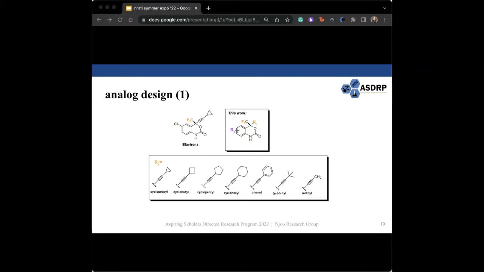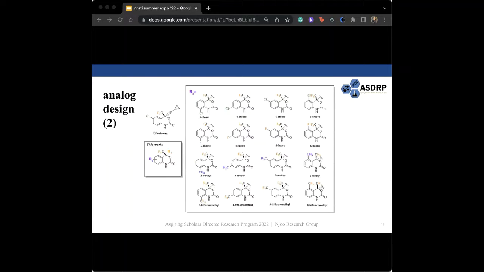And here's our analog design. So what we did is, this is the R1 substituent, and we changed the chlorine on the original efavirenz with... this is the R2 substituent, and we changed the cyclopropyl on the efavirenz with cyclobutyl, cyclopentyl, cyclohexyl, phenyl, tert-butyl, and methyl groups. And on the next slide, we changed the chlorine on the efavirenz with fluorine, methyl, and trifluoromethyl to get our final 112 analogs.